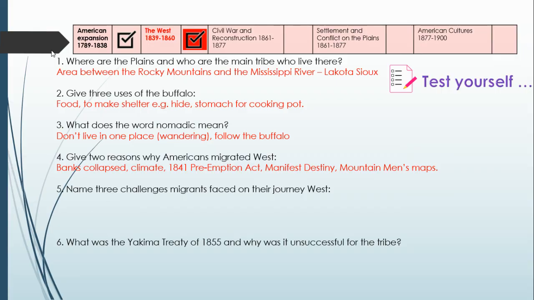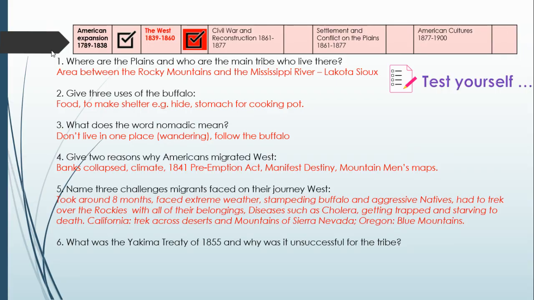Number 5, 3 challenges migrants faced on their journey west. There were loads, so I've given you the whole list again. So I'll just read off the top 3. Took around 8 months, extreme weather, stampeding buffalo, but you've got the whole list there to have a look through. This was not an easy journey.